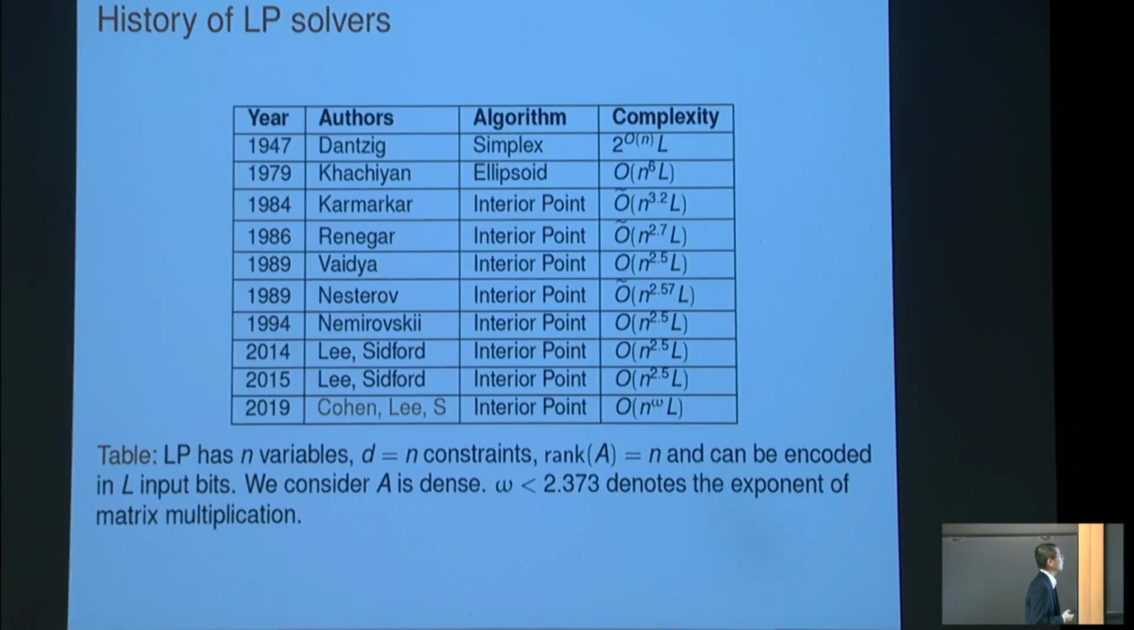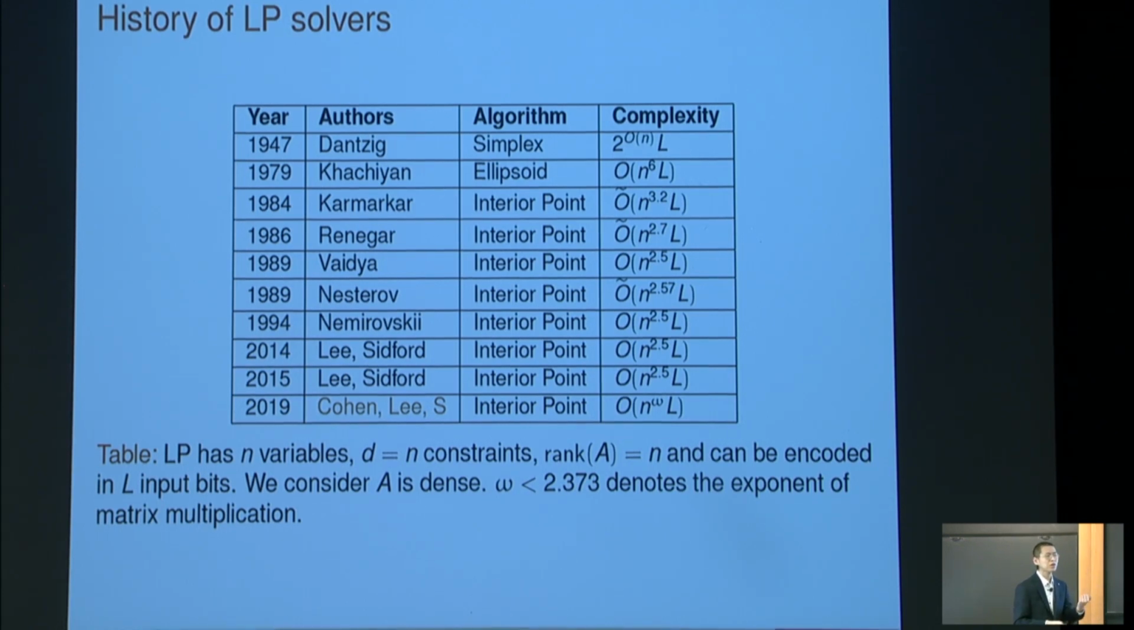Here is just a table of the history of LP, how it's changing. At the beginning, it takes exponential time, and then in 1979, we know how to solve it in polynomial time, roughly n to the 6. Then we keep pushing it down until Vaidya's algorithm in 1989, which takes n to the 2.5. If you look at the algorithms developed in the last 30 years, although they cannot beat n to the 2.5, in some special cases, like n is much larger, or the matrix is sparse, or the rank is small, the algorithm can run better than n to the 2.5.